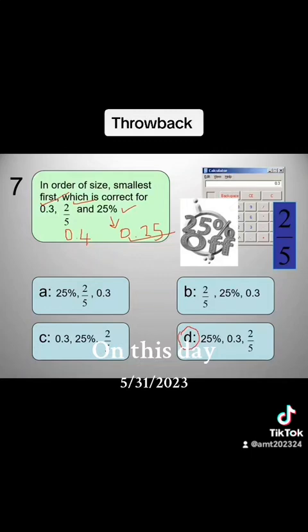2/5 just means 2 divided by 5, and that will give you an answer as a decimal. So 2 divided by 5 is equal to 0.4.